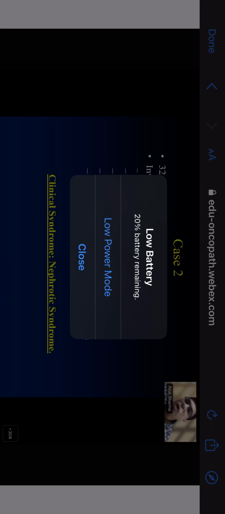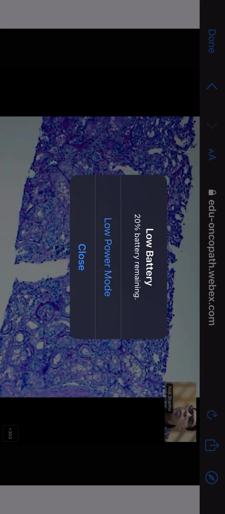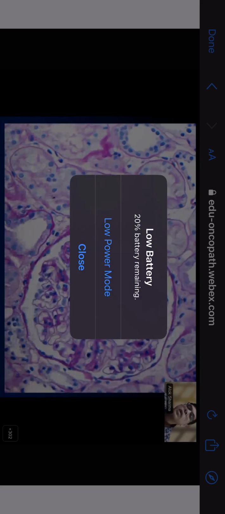Similarly, there's another case here. This is a slightly older patient with the recent onset of edema. Almost similar clinical picture, right? No difference in the clinical picture from the previous case. But what you see here is slightly different. So this is again a PAS stained section. If you look carefully here, this particular glomerulus, probably from 9 o'clock to 12 o'clock position, is showing a large reddish area. So this area is an area of sclerosis.